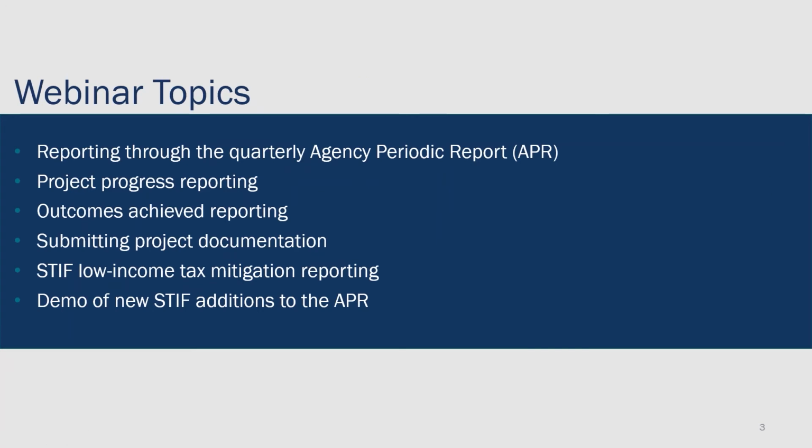All right, I'm going to start with a quick overview of the topics for today's webinar. This does concern reporting for the STIF Discretionary and Statewide Transit Network Program funds. As a reminder, the Statewide Transit Network Program includes both the STIF Intercommunity Fund as well as the 5311F Fund, and those will be reported through the Quarterly Agency Periodic Report, or APR. I'm going to get into talking about project progress reporting as well as outcomes achieved reporting. I will talk about submitting project documentation both through the APR and through the reimbursement request documents. I will talk about the STIF low income tax mitigation reporting requirement. And finally, we will do a brief demo of the new STIF additions to the APR.